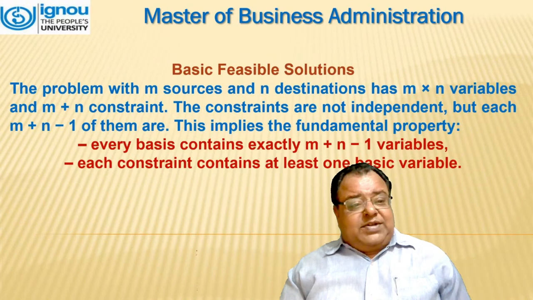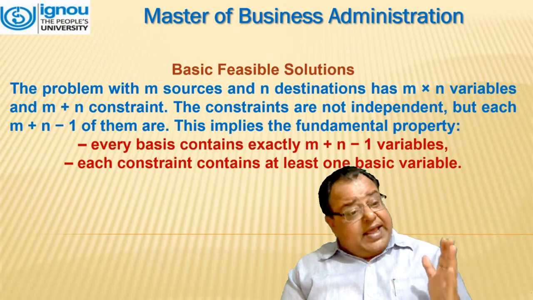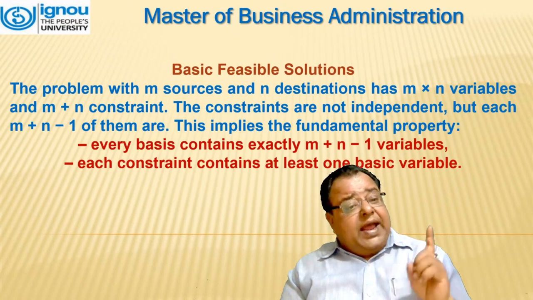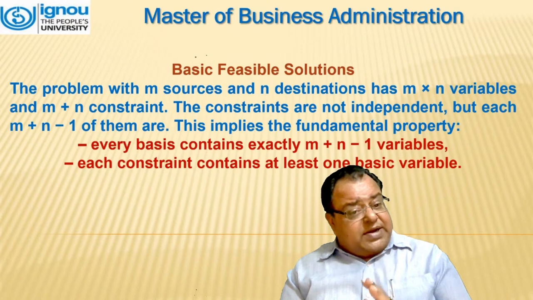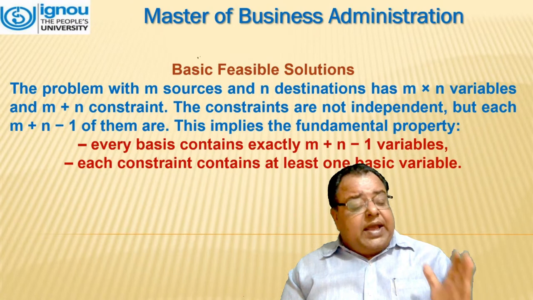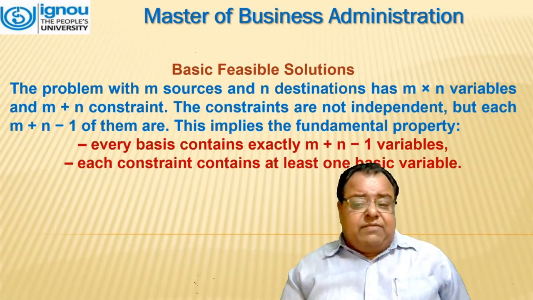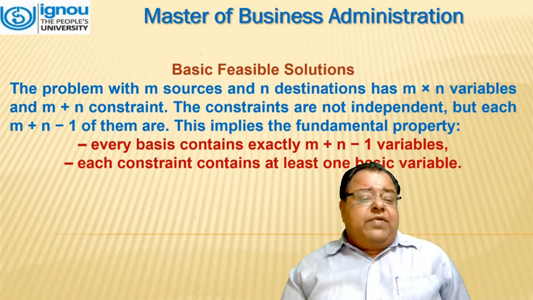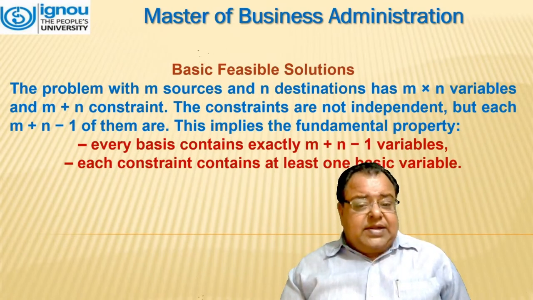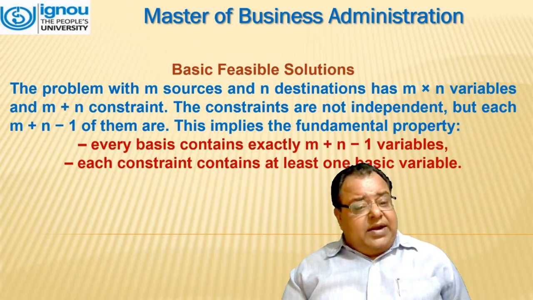Basic feasible solutions. The problem with m sources and n destinations has m by n variables and m plus n constraints. The constraints are not independent, but any m plus n minus 1 of them are. This implies the fundamental property: every basis contains exactly m plus n minus 1 variables, and each constraint contains at least one basic variable.